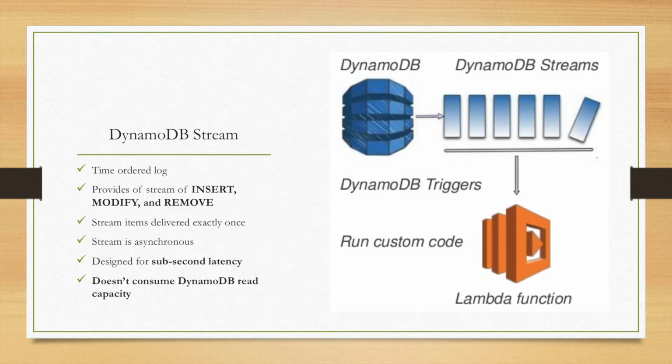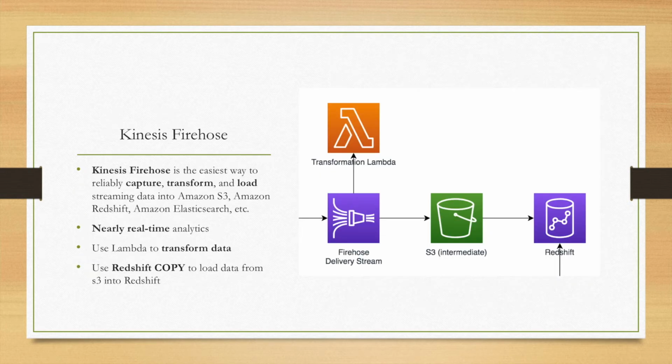For the DynamoDB stream, it provides a time-ordered log. For the event types, the stream of events includes insert, modify, and remove. Those stream items are delivered exactly once, and the stream is asynchronous. The DynamoDB stream is designed for sub-second latency. It's almost real time, so this is a very efficient way. And also, the best benefit I think is that the DynamoDB stream doesn't consume DynamoDB read capacity. From the right side of the picture, we can see that the DynamoDB stream captures all the update events and triggers the Lambda. The Lambda puts the data into the Firehose delivery stream.